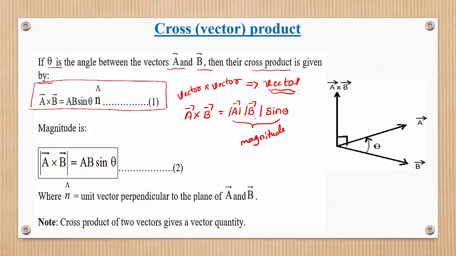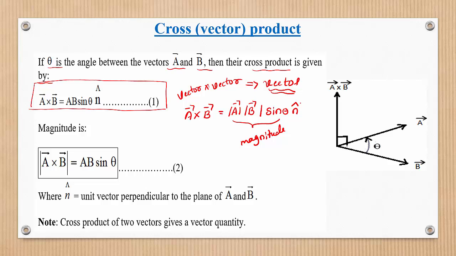We want direction. Generally, directions are given by unit vectors. So in general, the direction is denoted by n cap. Is it clear? So n cap is a unit vector that gives direction because the resultant is a vector quantity. It has both magnitude and direction. Magnitude is given by mod A into mod B into sine theta, and direction is given by n cap, and this is a unit vector.